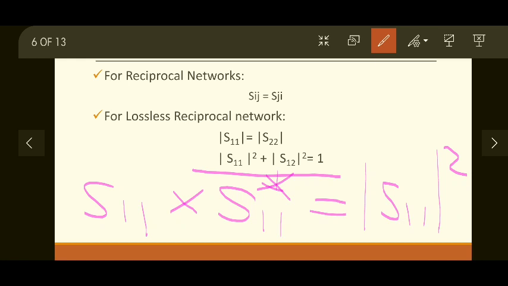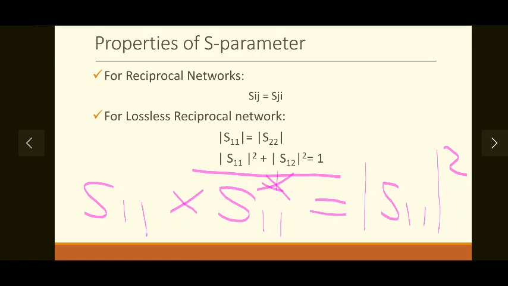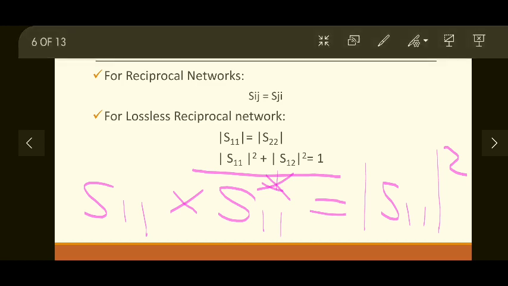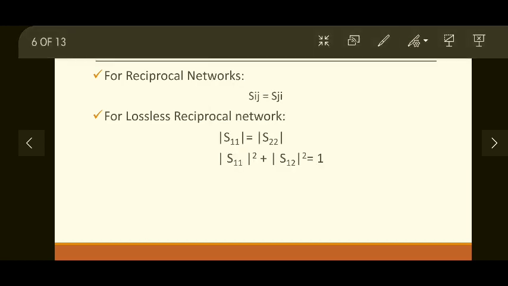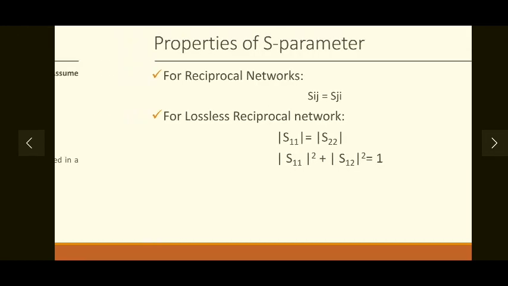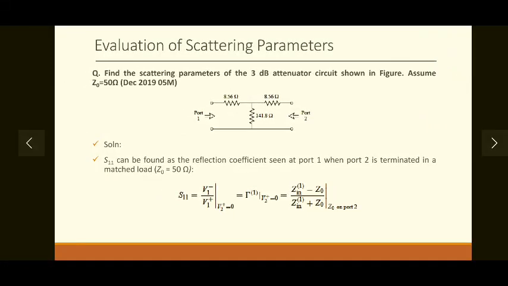So you can write the unitary property in this equation also, but this is just for a two-port network. In general terms, you can write the previous statement which was shown during the third property of the S parameters. So these are the properties of S parameters. Now let's move on to the evaluation of some of the scattering parameters.